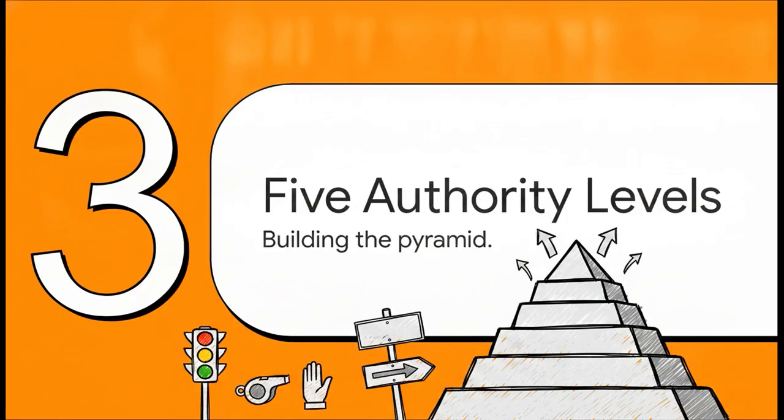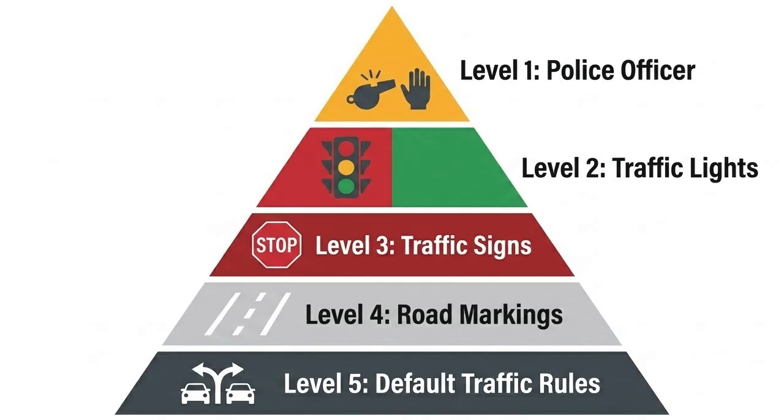All right, Section 3, the 5 authority levels, building the pyramid. So how does this actually work? Well, authority on the road is structured exactly like a pyramid. We start with the golden triangle at the very top and work our way down to the base. We've got police at the peak, then lights, then signs, then markings, and way down at the bottom, default rules. Let's really dig into each of these layers.